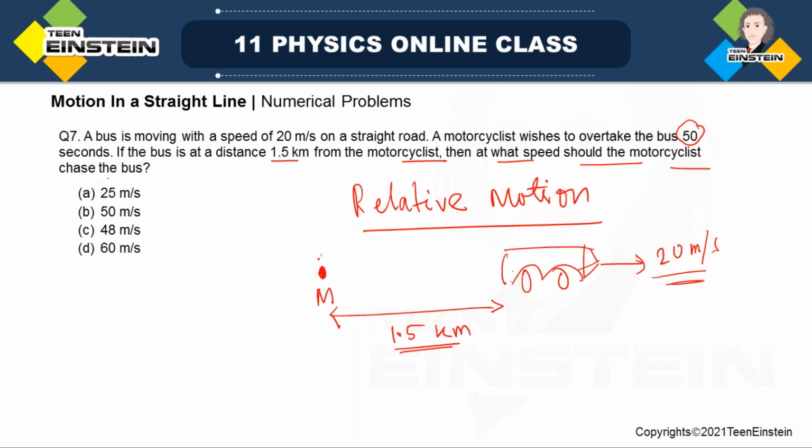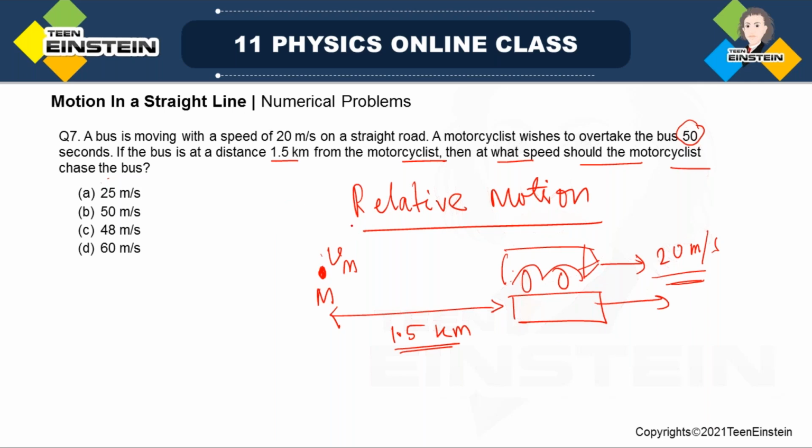All right. And this bus is moving with 20 meter per second speed, and by that time the motorbike has not started. Suppose it has to start moving. So what is the velocity of this man such that it can overtake the moving bus? Do you understand this problem? The motorbike has to overtake this moving bus. So this is the problem.